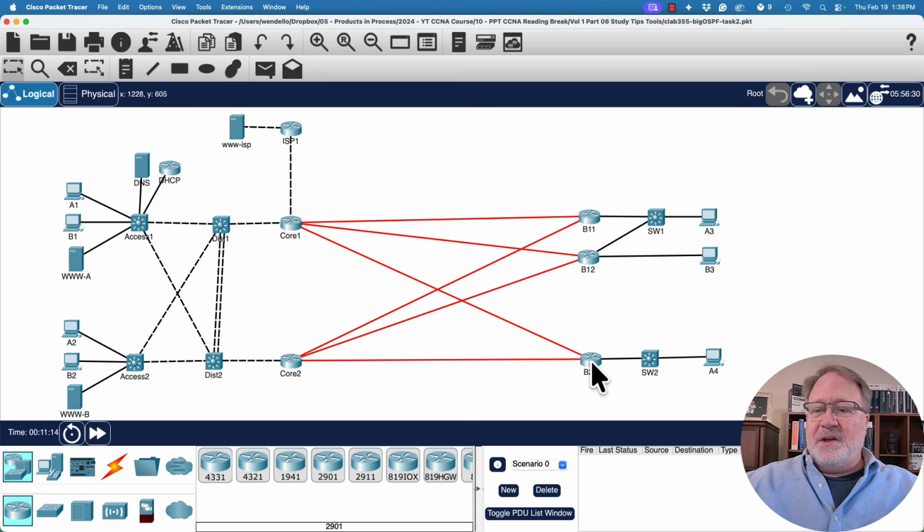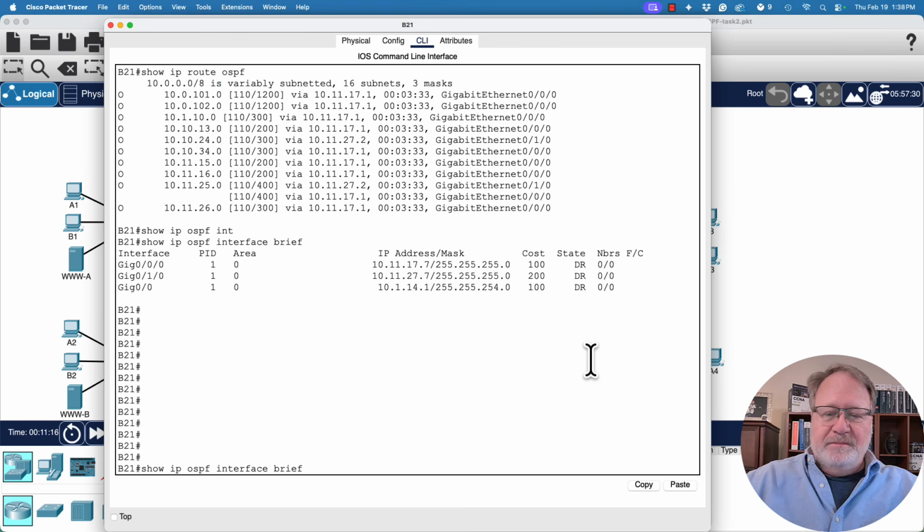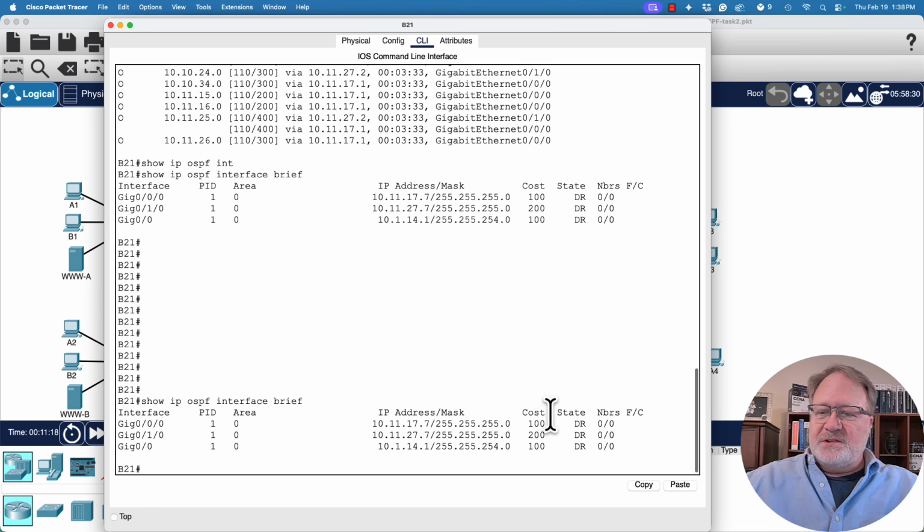So let's do the same thing down at router B21 and look at the interfaces first, and we see the cost of 100 for the WAN interface to Core 1, cost of 100 for the LAN interface, but a cost of 200 for the WAN interface connected over to Core 2, meaning we're going to prefer routes that run over to Core 1. Not all will run that way, but just prefer those.